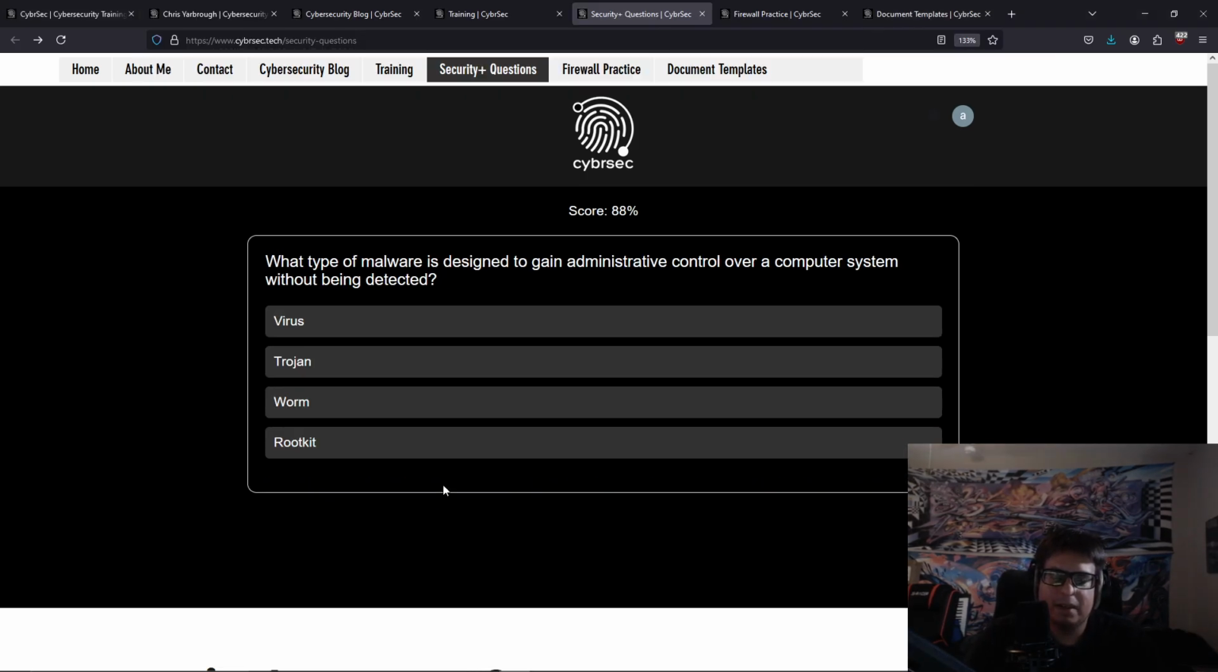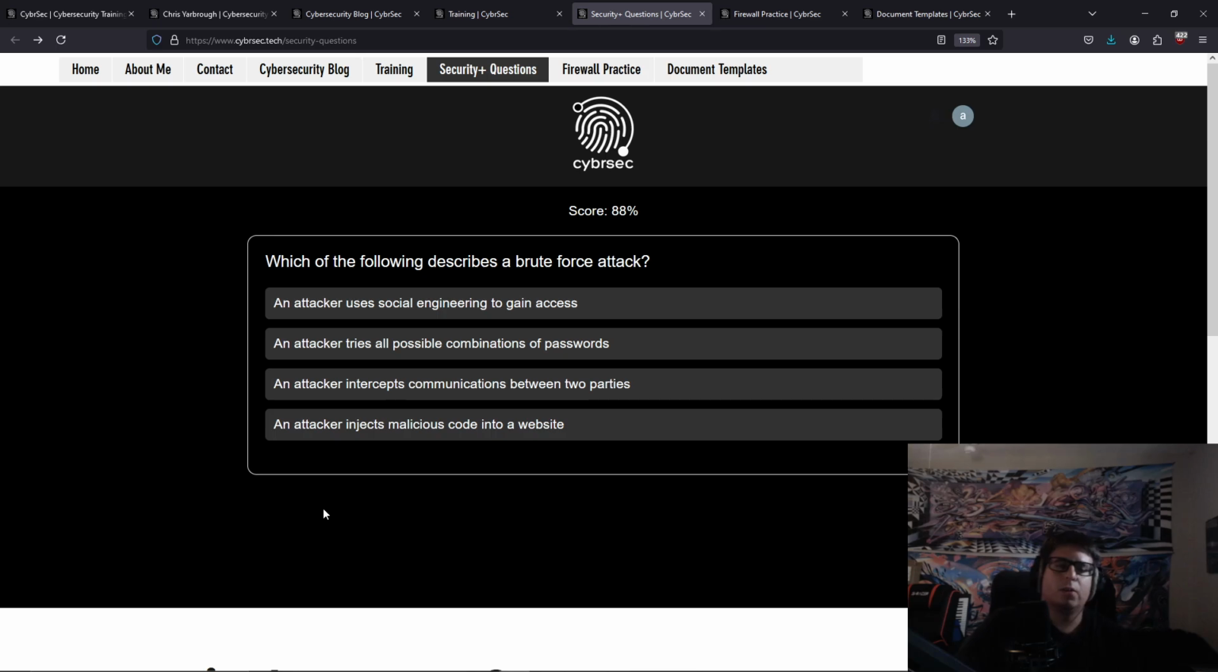It's not important. What type of malware is designed to gain administrative control over a computer system without being detected? To gain administrative control is the rootkit. Which of the following describes a brute force attack? Attack tries all possible combinations.